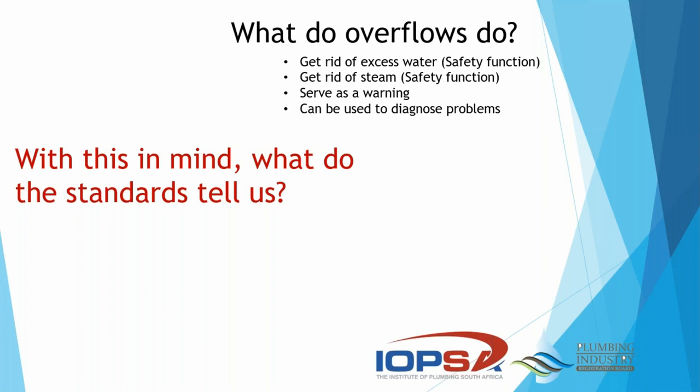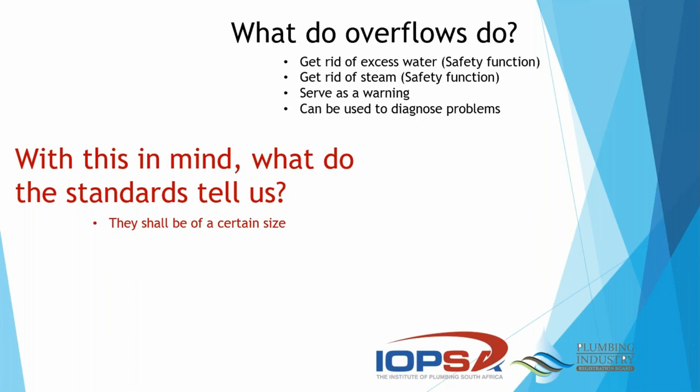So with this in mind, what do the standards tell us? Because we all fight against the standards and say, geez, why did I have to go to 28 mil in the TP and this? And so what do the standards tell us, with this in mind, that these are the basic functions of overflow? The standards tell us various things, and I'm not using the exact words verbatim, we're just generalizing here.